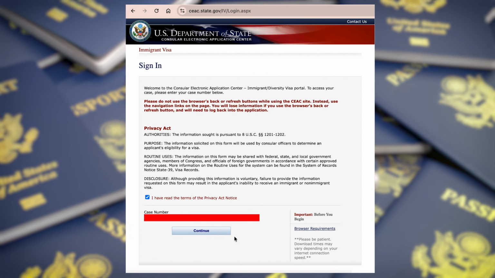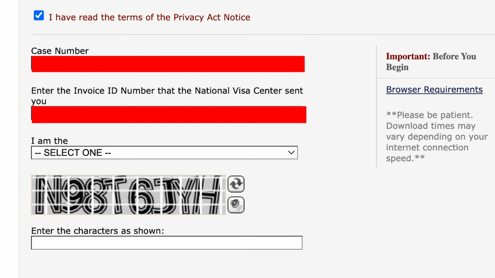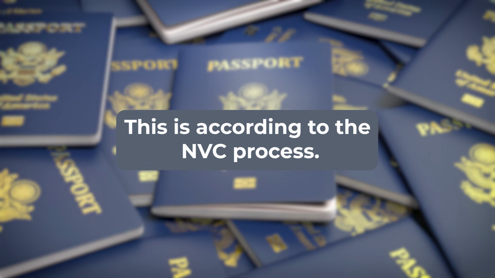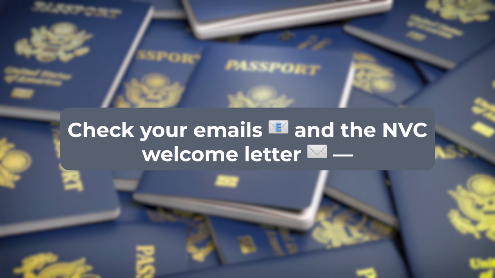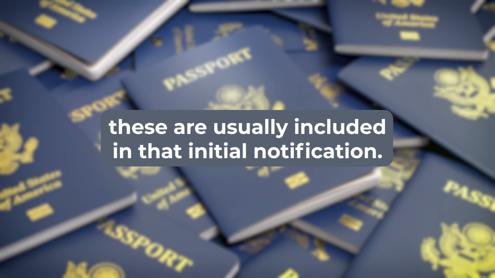So if you're wondering where to get this number, both of these are sent to you by the NVC after your I-140 is approved and your case is transferred from USCIS. This is according to the NVC process. Check your emails and the NVC welcome letter. These are usually included in that initial notification.